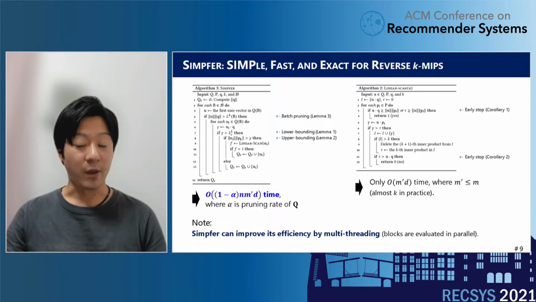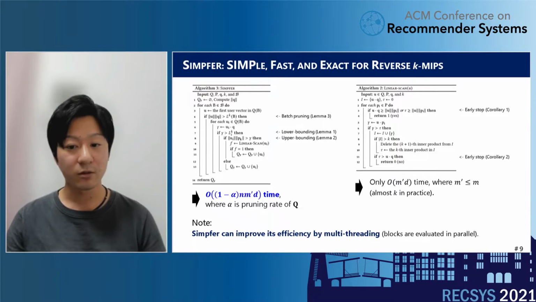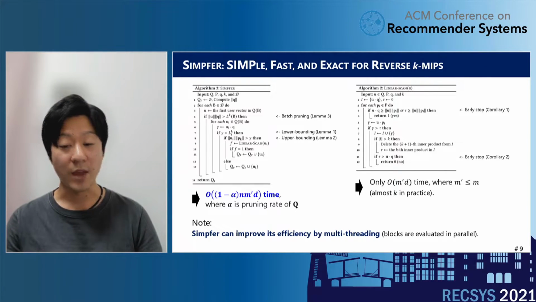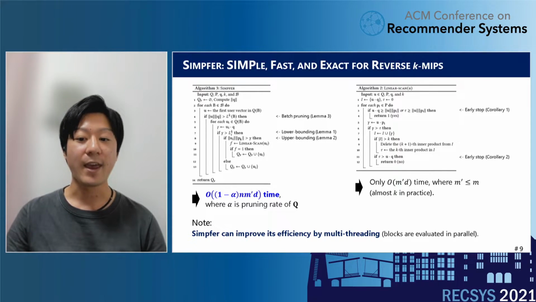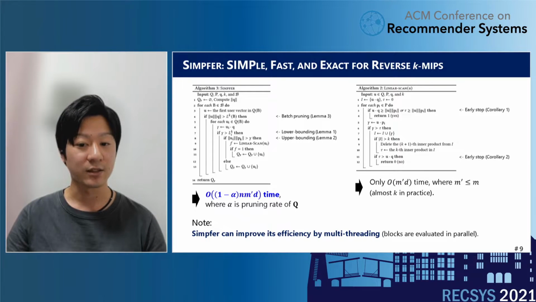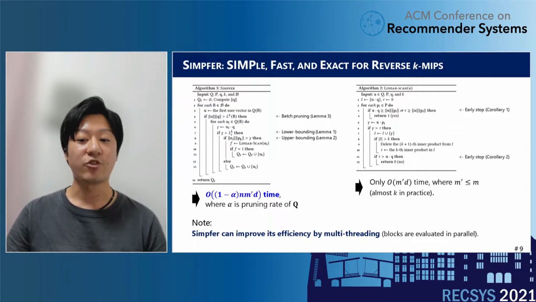Our algorithm, simpler, incorporates the techniques in the previous slide. I don't talk about its detail, but the main result is its theoretical performance. Alpha is the pruning ratio of Q, a set of user vectors. And generally, alpha is larger than 0 in real datasets, so simpler is always faster than the straightforward approach. Also, simpler is actually easy to parallelize. Its efficiency can be improved by multithreading.